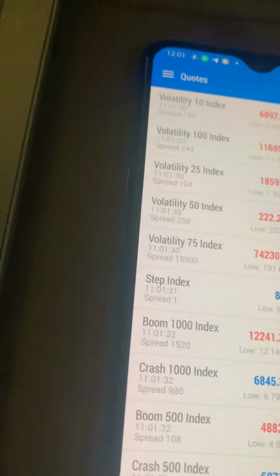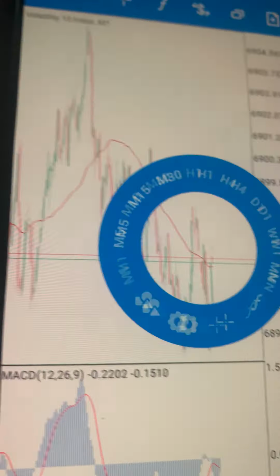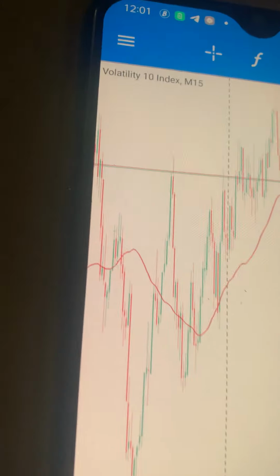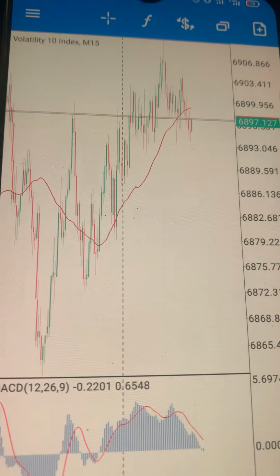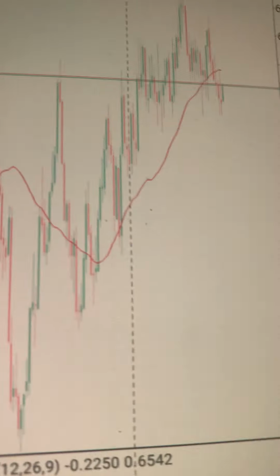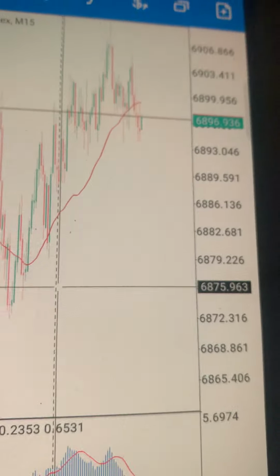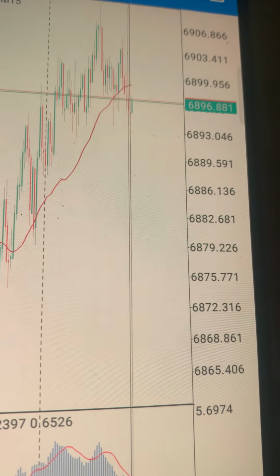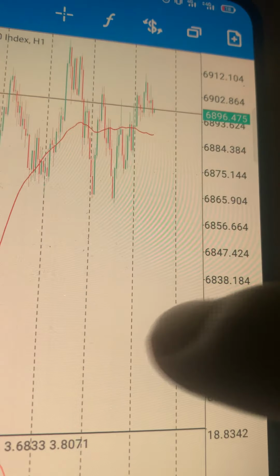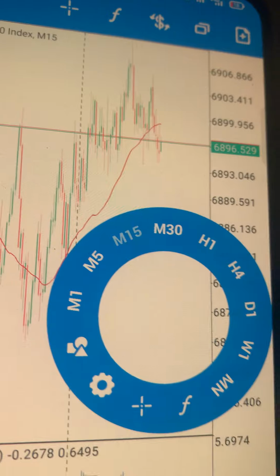So just see the chart for Volatility 10 Index. On the 15-minute time frame, you can see based on our strategy, we're going to be doing this on price action, but with our strategy, guys, you can see that the moving average has crossed above the chart, and the MACD is below the zero level. So it's actually time to go short, that is, to place a sell using this strategy. You can see right there.